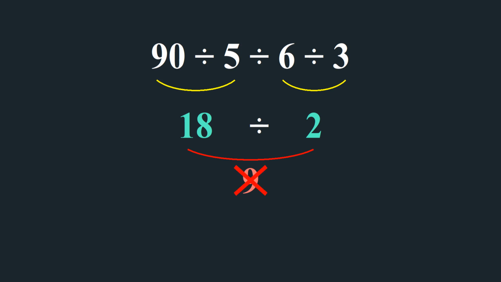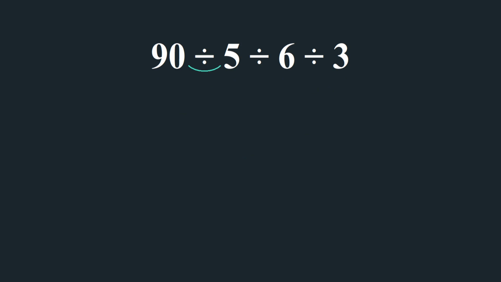But this answer is not correct, because according to the order of operations, when we have more than one division in an expression, we have to work from left to right. So here first we have to do this division, then this division, and finally this division. If we do this division before this division, it's wrong.